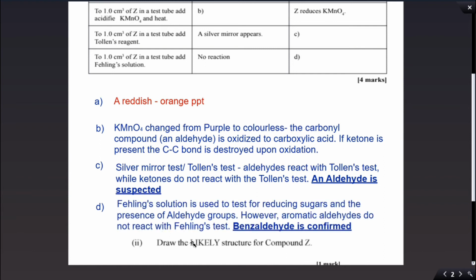Fehling's solution is used to test for reducing sugars and the presence of aldehyde groups. However, aromatic aldehydes do not react with Fehling's test. Why is this the case? If you look at the structure of the benzene molecule, the delocalized pi bonds may account for benzene's unusual stability. Because of those delocalized electrons, the benzene molecule is extremely stable, and because Fehling's solution is not such a strong oxidizing agent like the Tollens reagent, no reaction at all would take place with the benzene aldehyde.